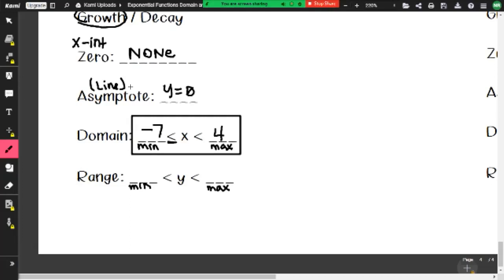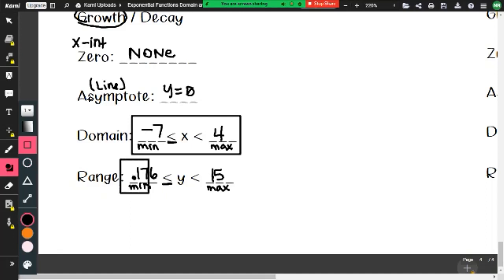Range. What's my smallest Y value? 0.176, 3, or 15? 0.176. Where you see that 0.176, is there an open or closed circle? Underline it. And what is the highest number, 3 or 15? 15. And where you see the 15, is there an open or closed circle? Open, so leave that alone. Don't underline it. Questions?